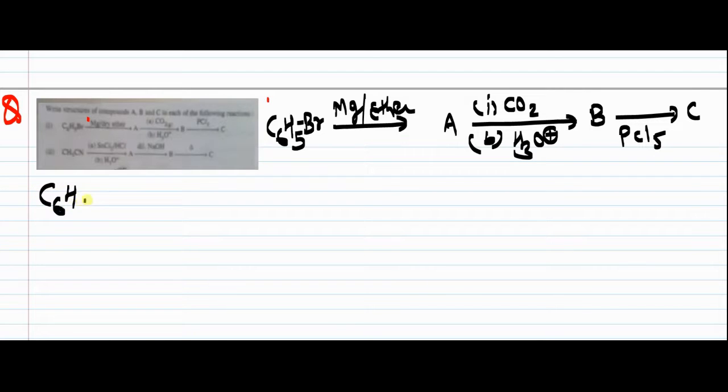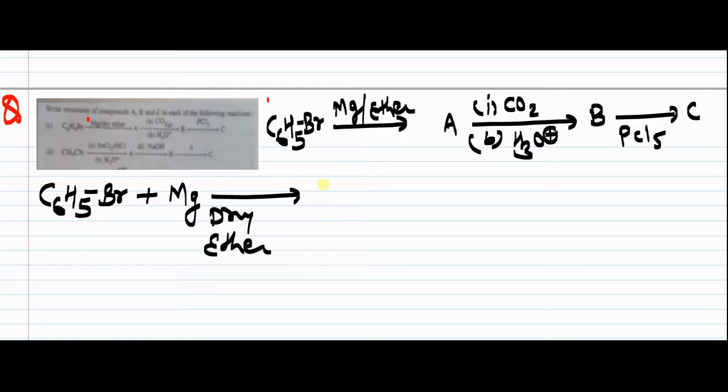C6H5 bromobenzene reacts with magnesium in the presence of dry ether to form C6H5MgBr. It means a Grignard reagent.